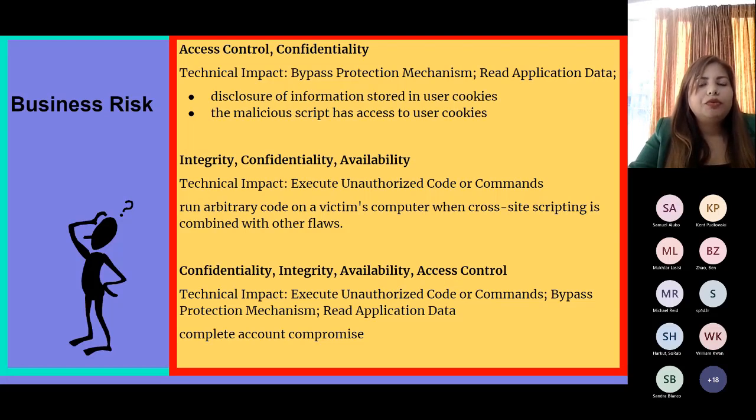Sometimes integrity, confidentiality, and availability, everything can be affected. If you can execute unauthorized code or commands and run arbitrary code on a victim's computer, cross-site scripting has huge issues with confidentiality, integrity, access control, and availability. They can also lead to complete compromise of your systems.